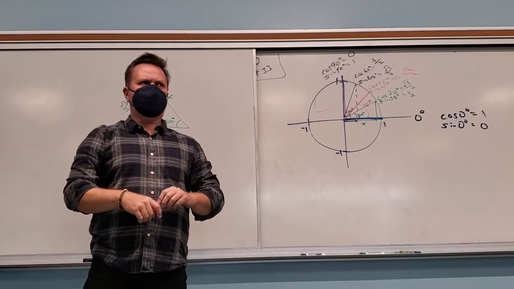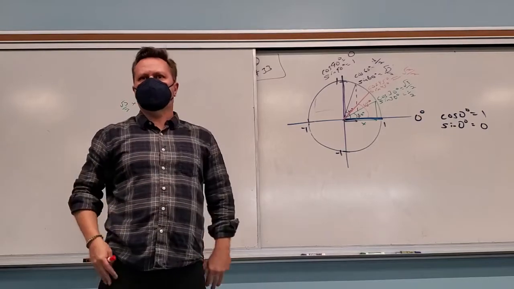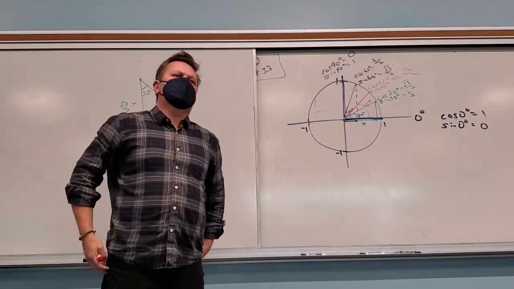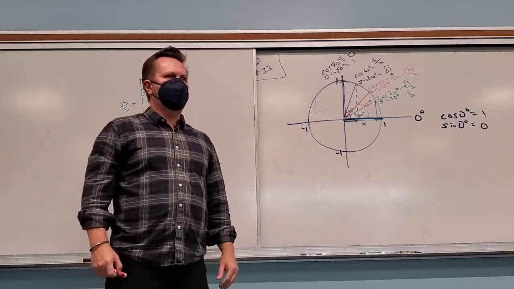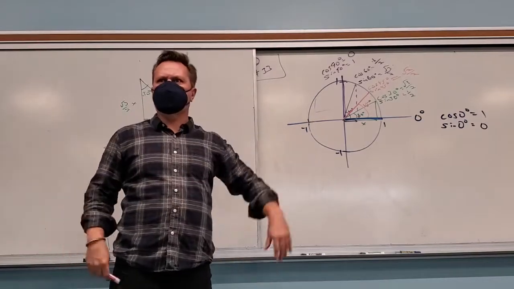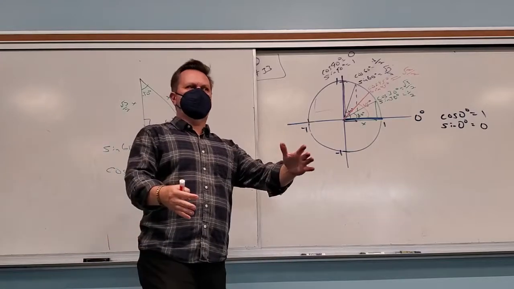Okay, so these are the things you have to memorize. You have to memorize that cosine of 60 is 1/2, and so forth, everything else, right? Sine of 45 is root 2 over 2. How do I memorize these things?